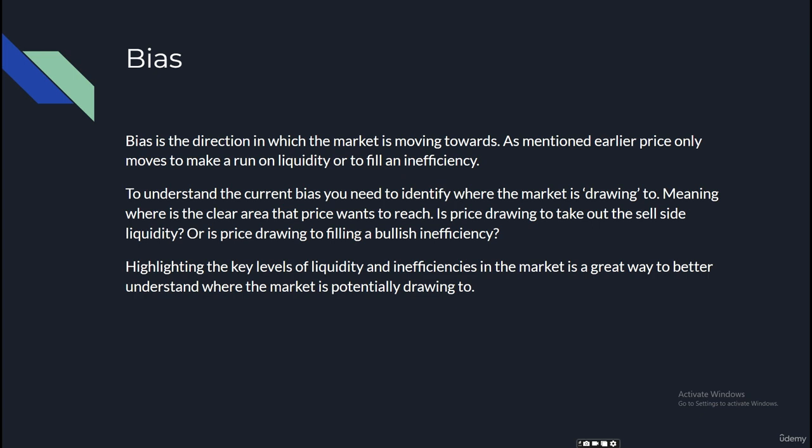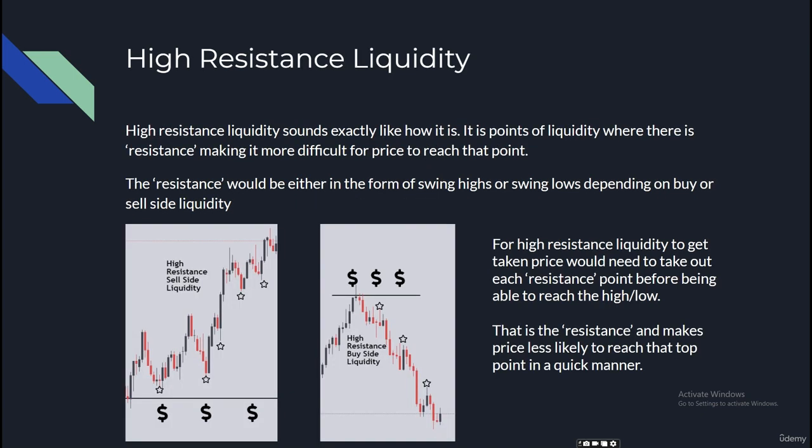And there are two types of liquidity. First, we have the high resistance liquidity, and this sounds exactly like how it is. It means points of liquidity where there is, quote unquote, resistance, making it more difficult for price to reach that point. The resistance is going to come in the form of swing highs or swing lows, depending on whether you're bullish or bearish. So as you can see in this example to the left, here would be our high resistance sell side liquidity, because there's a swing low here, a swing low here, swing low here, swing low here, swing low here.